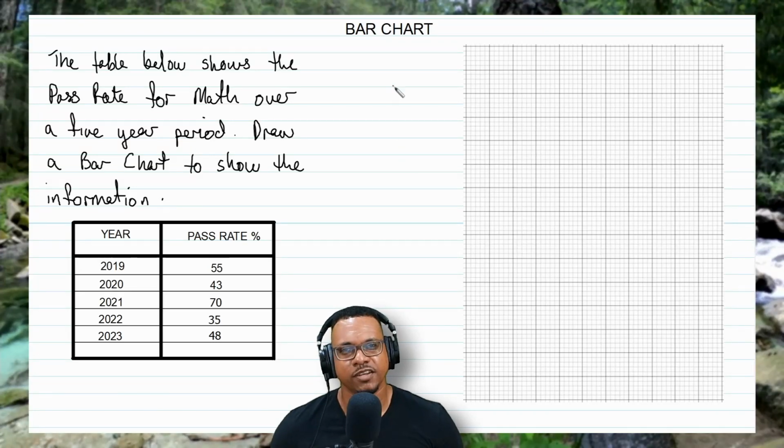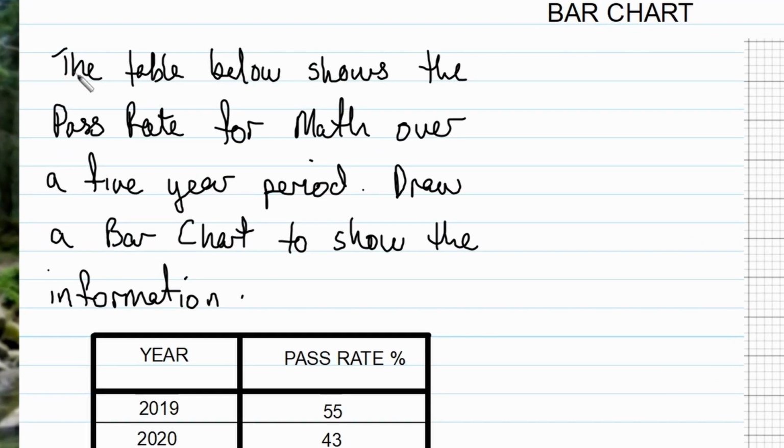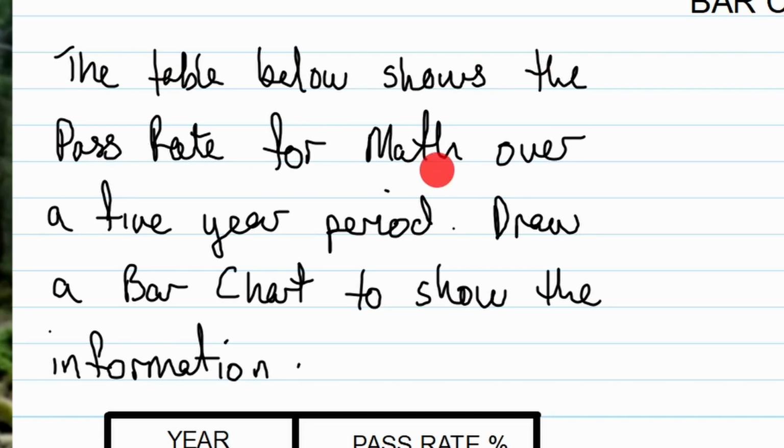In this video, we are going to learn how to draw a bar chart. So we have the table below shows the pass rate for math over a 5-year period. We want to draw a bar chart to show the information.